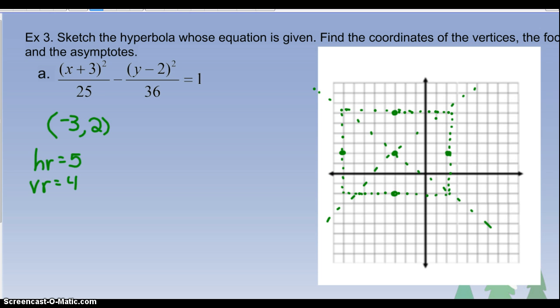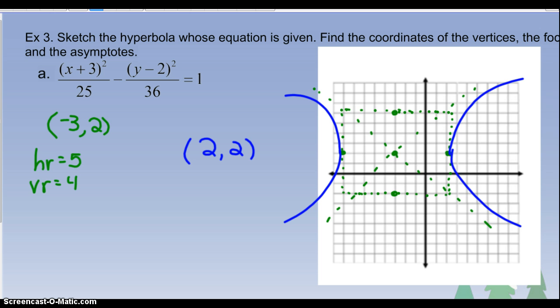And now we look back and say, okay, it is positive x squared, so I know it's going to look like this right here. So first thing first, we want to say, all right, that's the point 2, 2 is a vertex, and 1, 2, 3, 4, 5, 6, 7, 8, 1, 2, and then we have negative 8, 2. Those are the vertices.